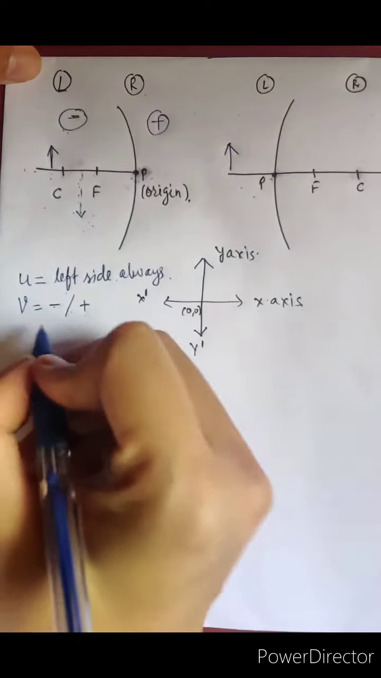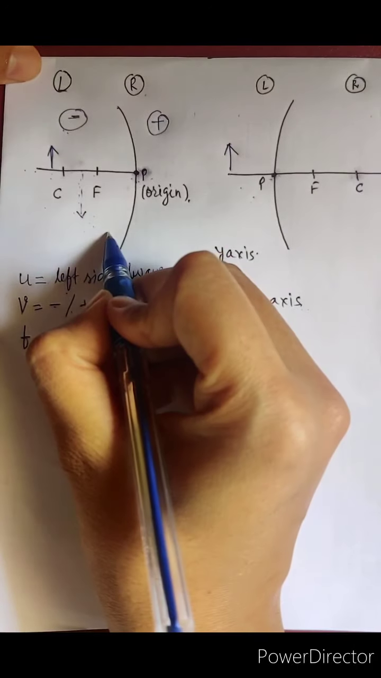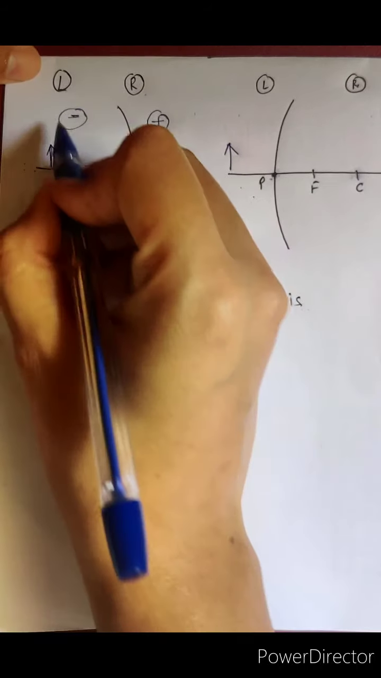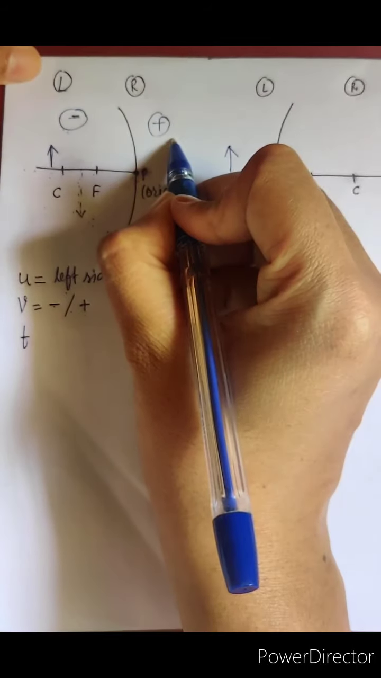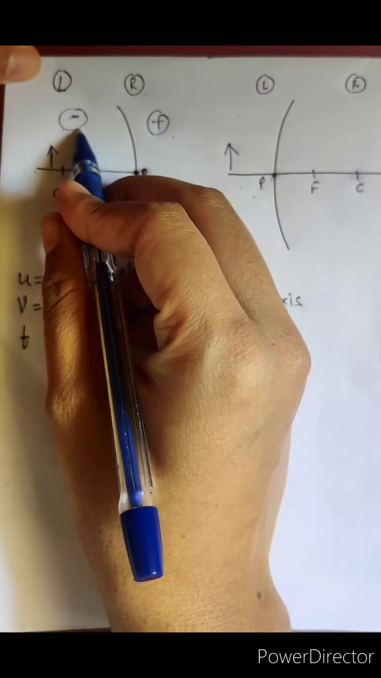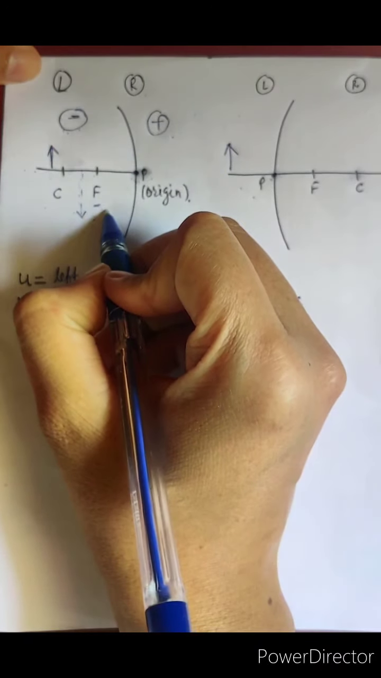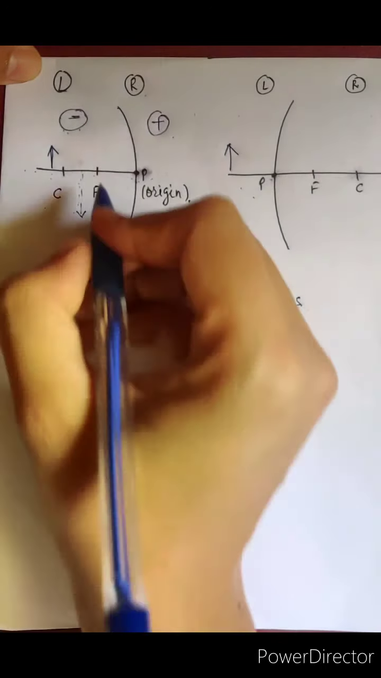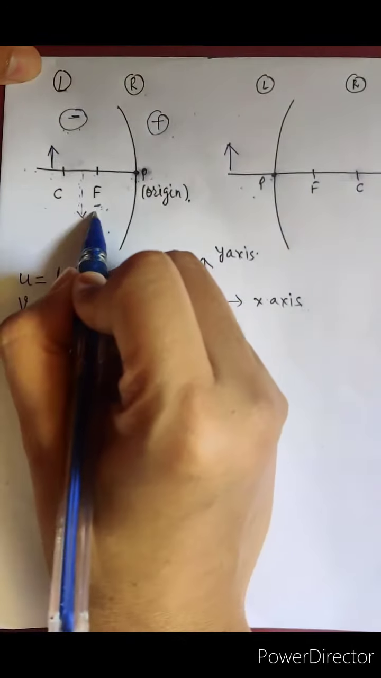Now you tell me, what about the focal length of the concave mirror? Where will the focal length of the concave mirror be situated, on the left hand side or on the right hand side? You can see here, it is situated on the left hand side. So left hand side means positive or negative? Yes, it will be negative as it is present on the left hand side.